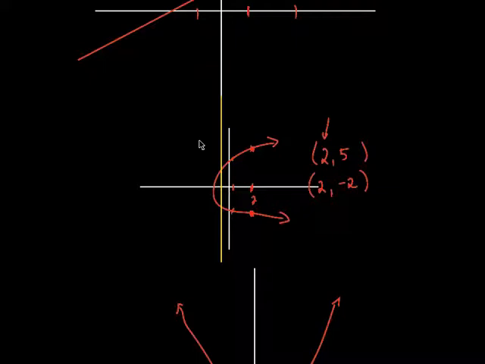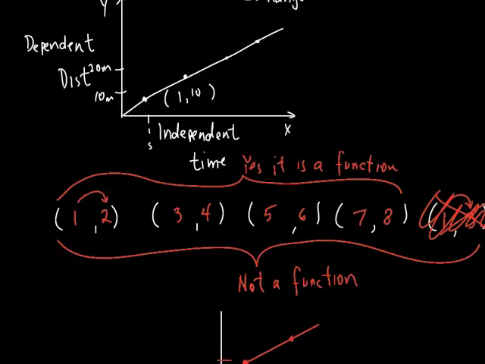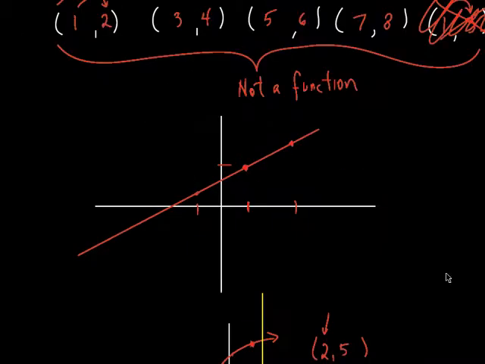If it's not a function, then the vertical line is going to hit the graph in more than 1 point. Everybody see that? And you can see there that's very true. What about this one right here? Does this pass the vertical line test?